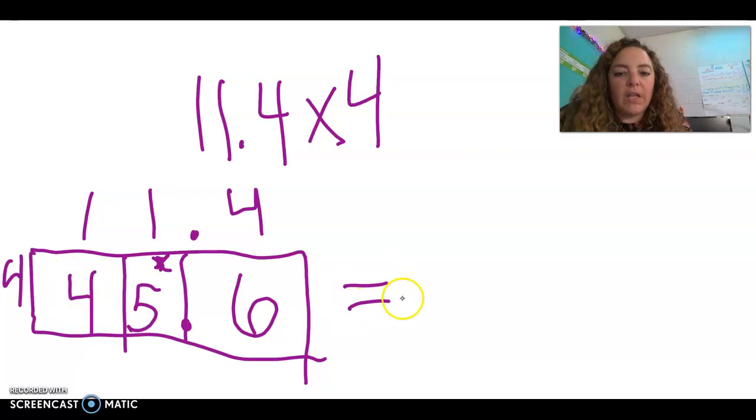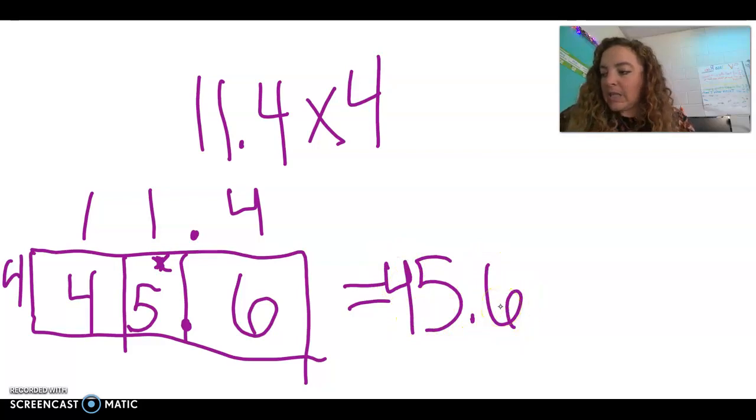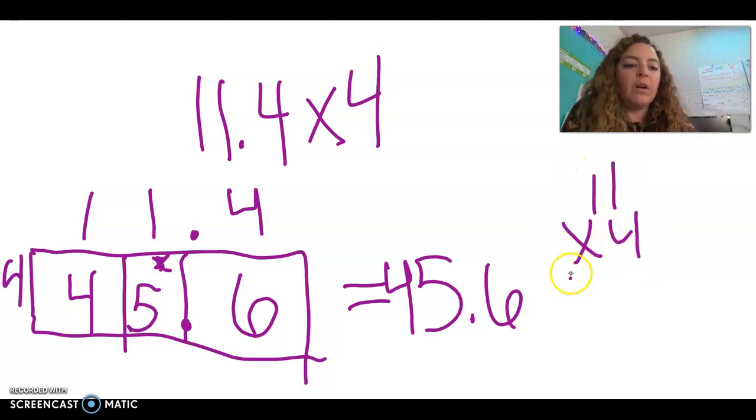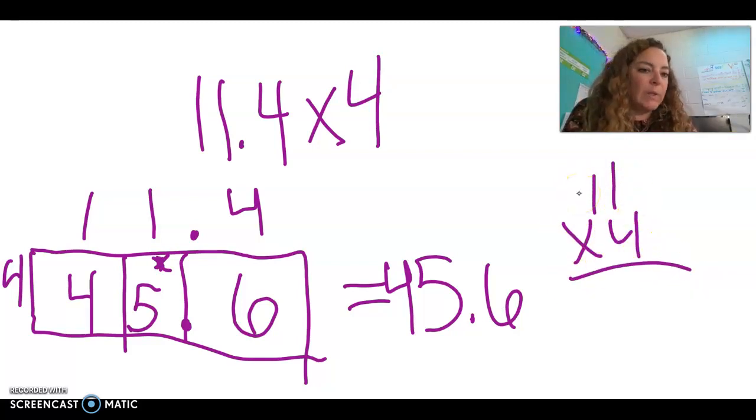So then we can write this out. I need to put my 4 in front, 45 and 6/10. Okay, well, I said we were going to use some estimation to check this. So one of the ways I would estimate on this problem is I would round it to 11 times 4, right? Because 11 is fairly simple to deal with.